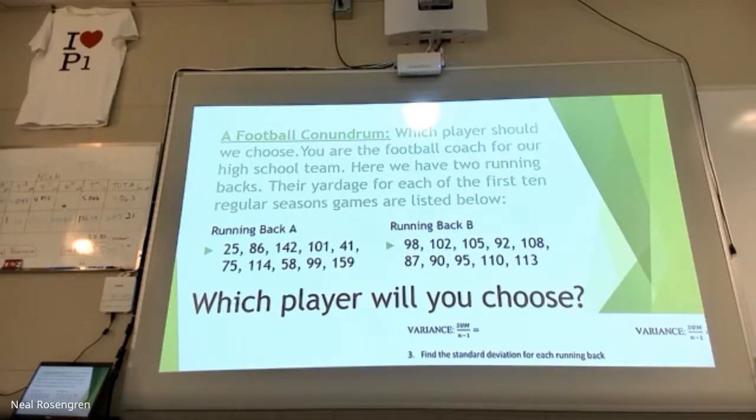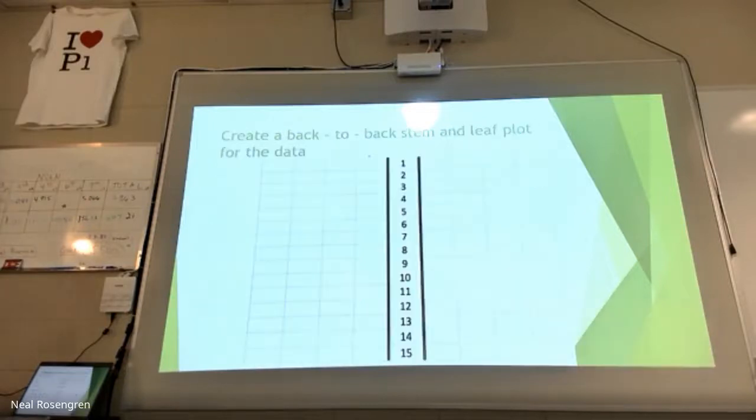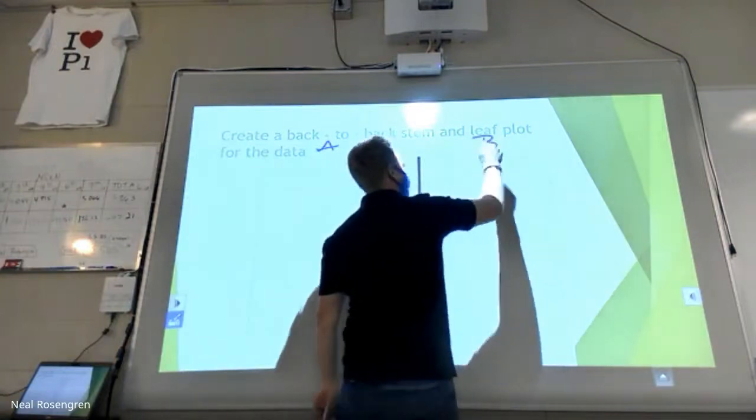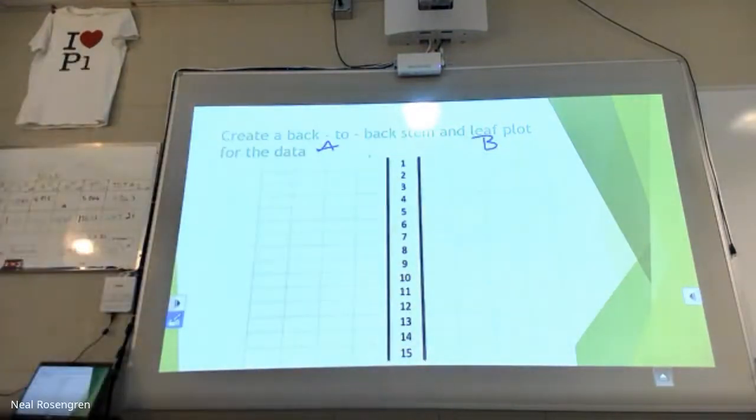And what I want to do to help us see this, and we're going to build off something we did last time, is something called a back-to-back stem and leaf. I just want to build that one with you. So we're going to do running back A over here on the left and running back B over here on the right. It's actually nice to see 2 stem and leaves at the same time. So here, take this.